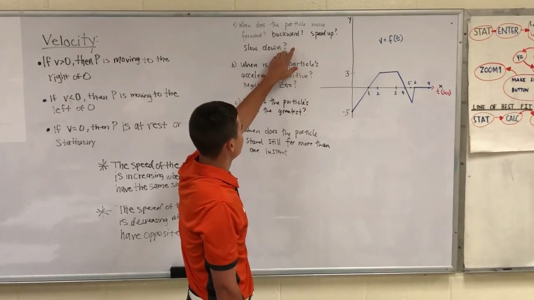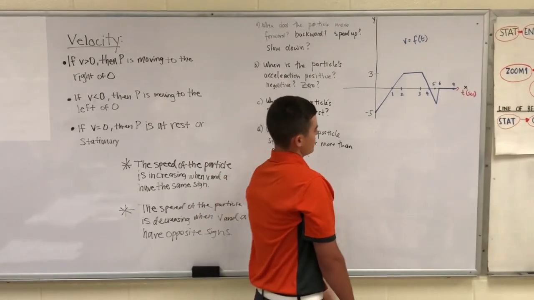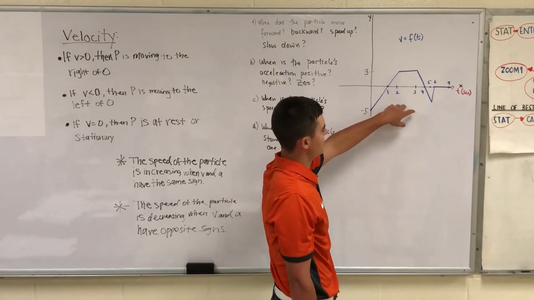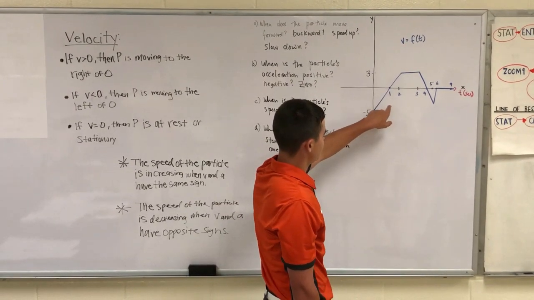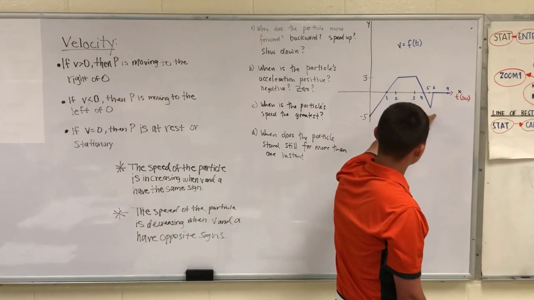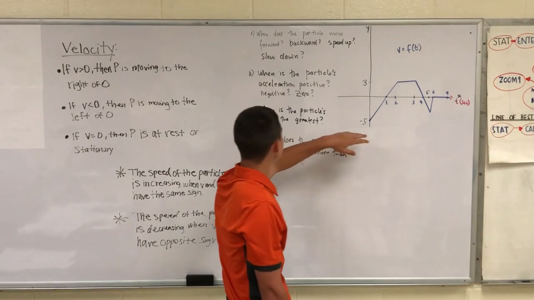Alright, where would it move backwards? So it would move backwards when the graph is below the x-axis. So between 0 and 1 and 4 and 6, below the x-axis.